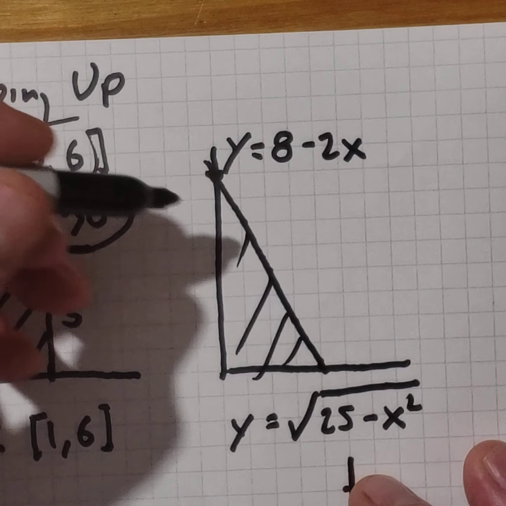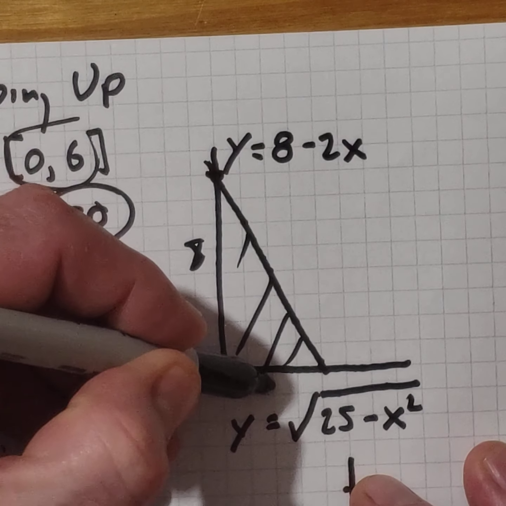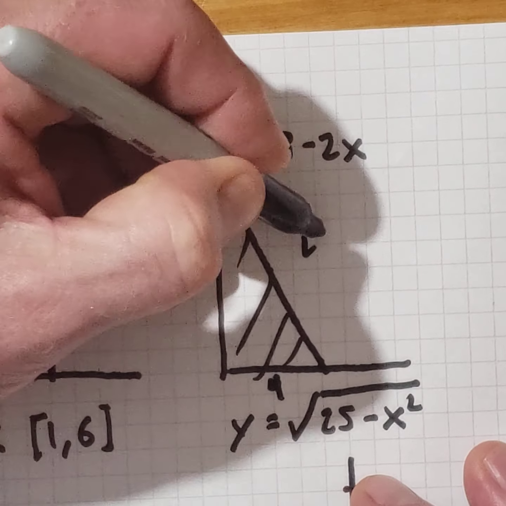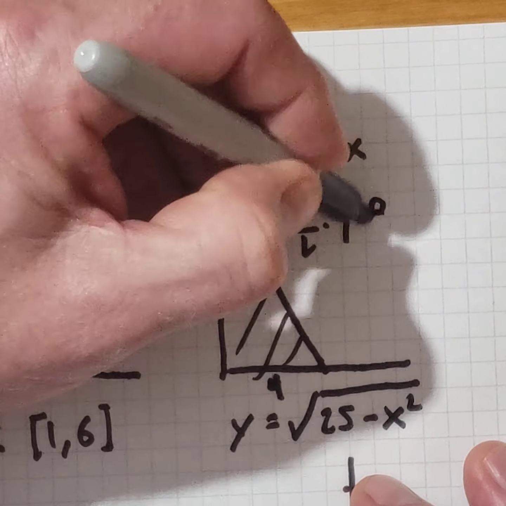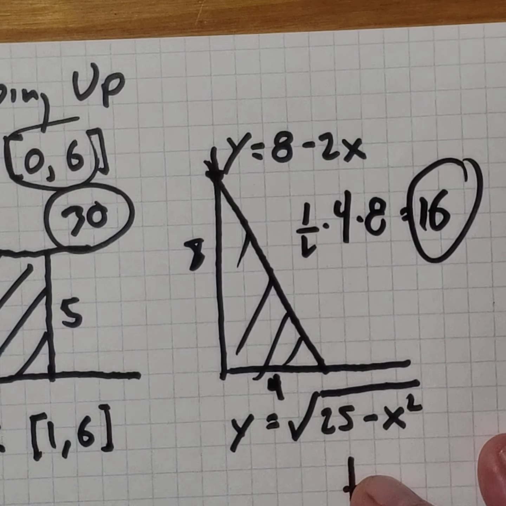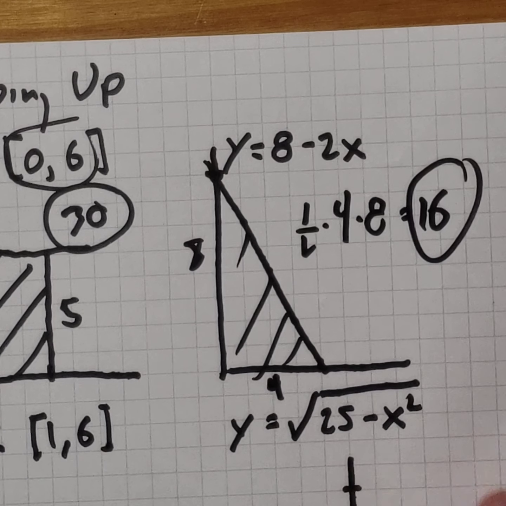And you know it's a triangle. You know the height is 8. You know the base is 4. So 1/2 times base times height is going to give us 16. Nothing surprising there. We could have found that by counting squares also. It looks like there's about 16 squares in there.